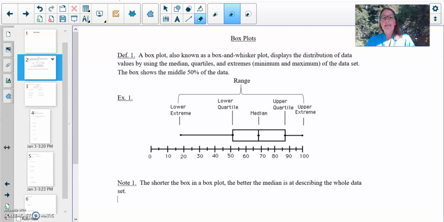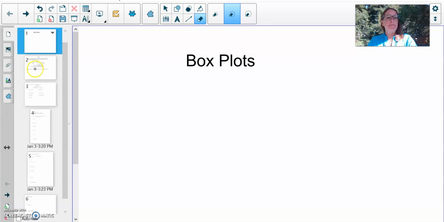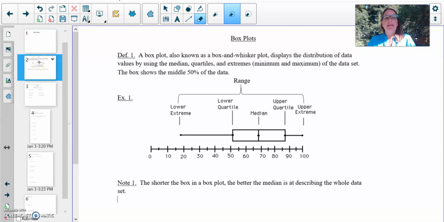Hi everyone, in this video we're going to be looking at box plots. A box plot, also known as a box and whisker plot, displays the distribution of data values using the median, the quartiles, and the extremes, which are the maximum and minimum of the data set. The box shows the middle 50% of the data.